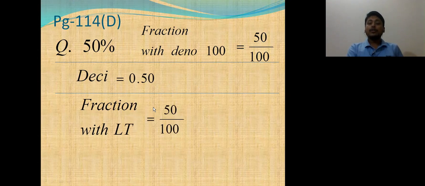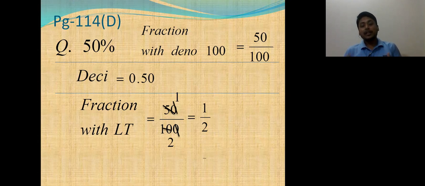Okay, now fraction with lowest term. For writing a fraction with lowest term, first of all you have to write the fraction with denominator 100. Now do the cutting. This 0 and this 0 will be cut, and 5 tens are 50. Here you can see down 1 is 2, up 1 is 1. So 1 by 2 is the fraction with lowest term. So you can see that 50%, 50 by 100, 0.5 and half are all equal in value. 50% means half.